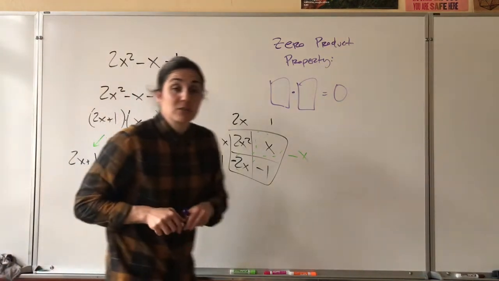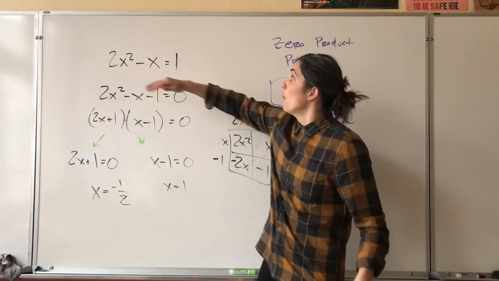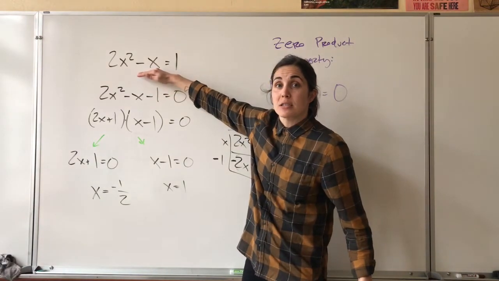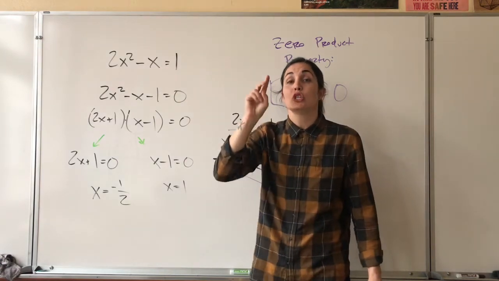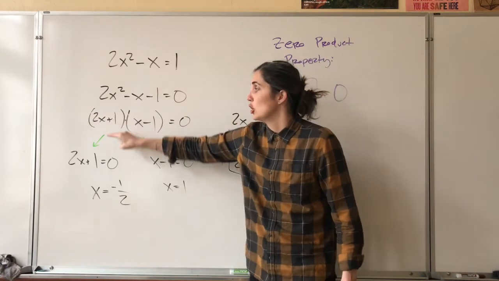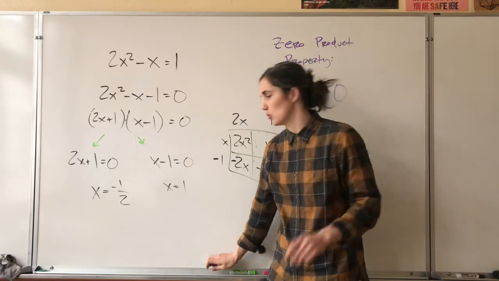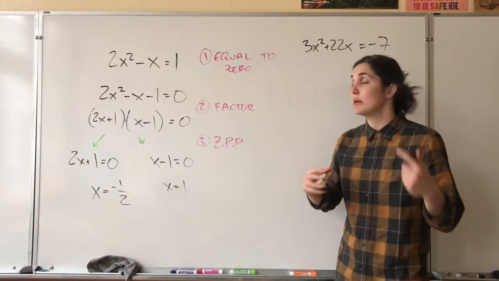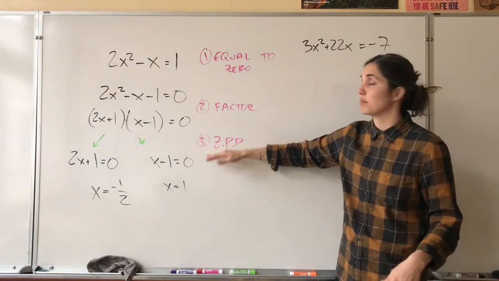So again, let's do a little review before I jump into the problems I want you to try today. When solving quadratics, 1, it must be equal to 0. 2, we're usually going to factor. And then 3, using that zero product property. Let's look at one more example real quick. Just walking us through one more example following these steps: equal to 0, factor, zero product property.